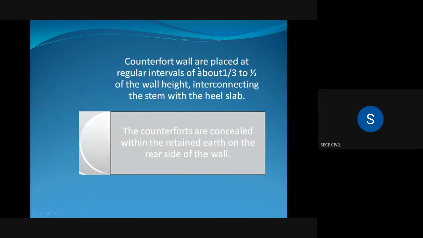So counterfort walls are placed at regular intervals of about one third to half of the wall height. Based on the stem height, they are mentioning wall means stem height only. So we can provide counterfort distances of about one third to half of the stem, interconnecting the stem with the heel slab. The counterforts are concealed within the retained earth on the rear side of the wall, that is the back side of the wall.